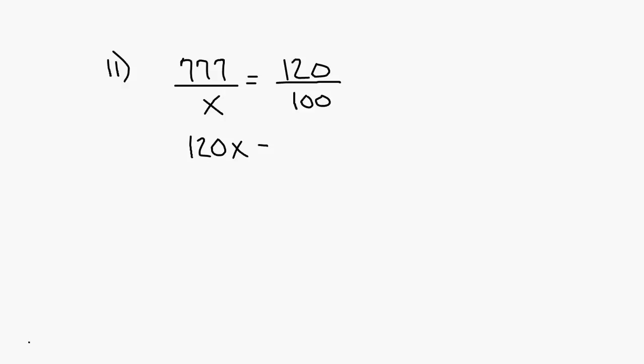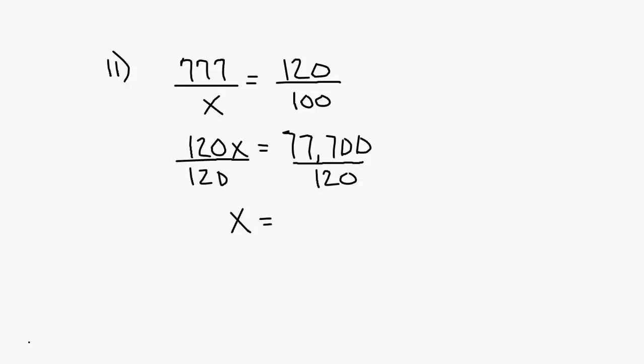Number 11. 120% of what number is 777? So triple sevens is your is, and your of is what you're trying to find. It's equal to the percent, which is 120, and that goes over 100. When you crisscross multiply, 120x equals 777 times 100. That's 77,700. Divide both sides by 120. And x is equal to 647.50.